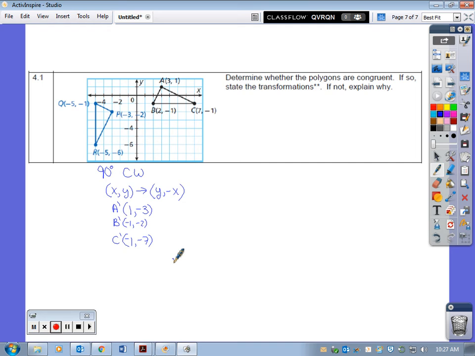Okay, so now I'm going to go on ahead and graph that so that we can see it. So A primed is (1, -3). Okay, so this is my A primed. My B primed is (-1, -2). Okay, so here's my B prime. And my C primed is (-1, -7). Okay, so there is my new figure, C primed. I forgot to label that.